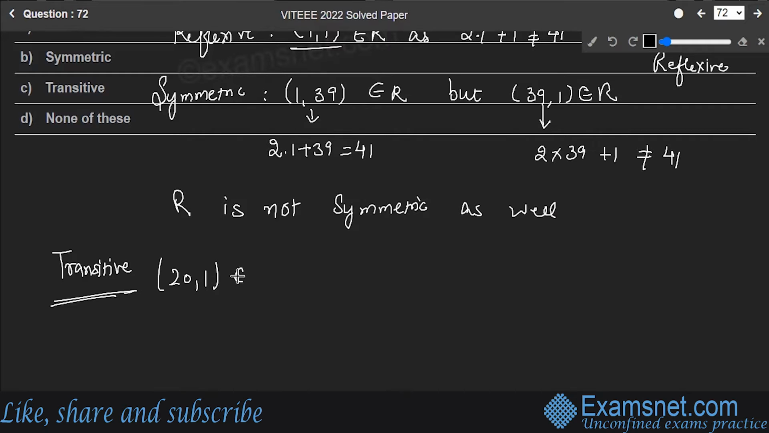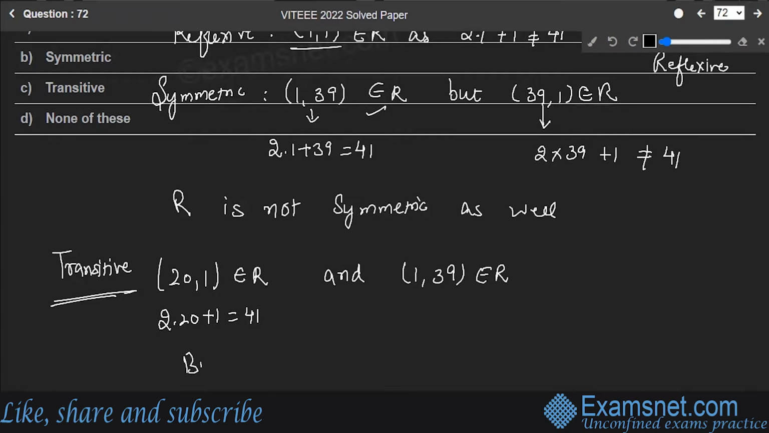20 comma 1 belongs to this relation. 2 into 20 plus 1 gives you 41, right? And 1 comma 39 also belongs to it, we checked it over here. This also belongs to this relation, right?